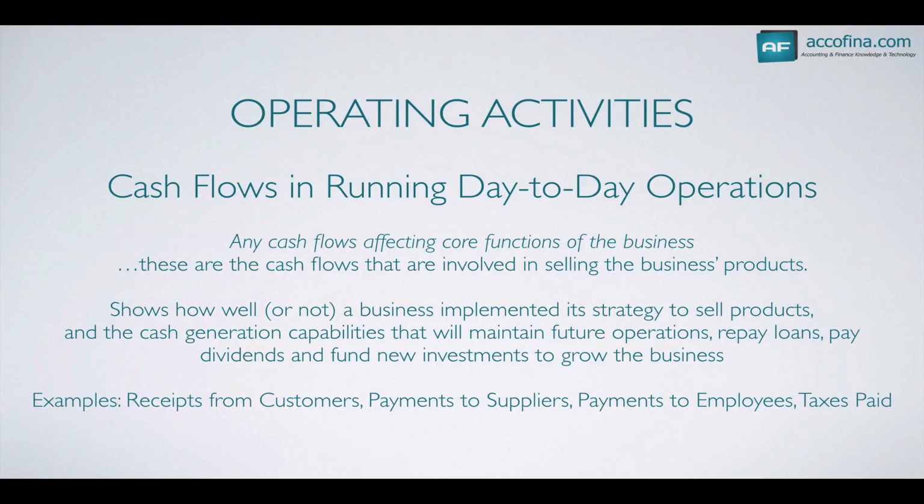It can show you how well, or perhaps how badly, a business implemented its strategy to sell its products. Ultimately, all businesses put everything in place so they can sell their products in the operating activities. Perhaps selling books, how well the strategy was at selling books. And it also shows the cash generation capabilities of the core business that will maintain future operations, repay loans, pay dividends, and fund new investments to grow the business. The best source of any cash for a business is selling its products, the operating activities.